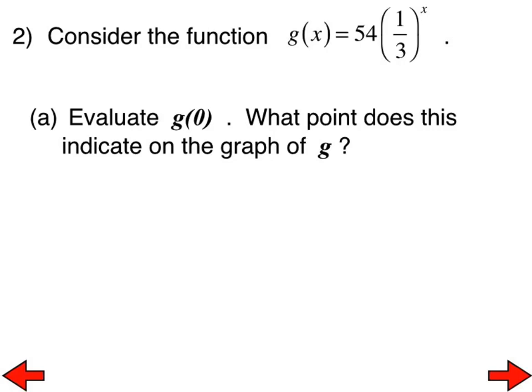All right, turn to your shoulder partner and compare what you have for part A. There are two parts, evaluating g of 0 and talking about what point that indicates on the graph. You have about 45 seconds.